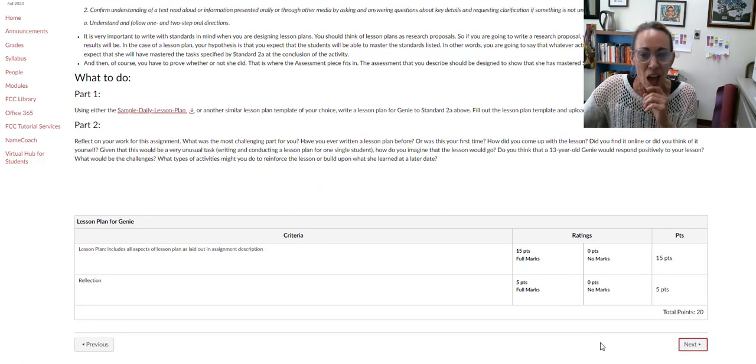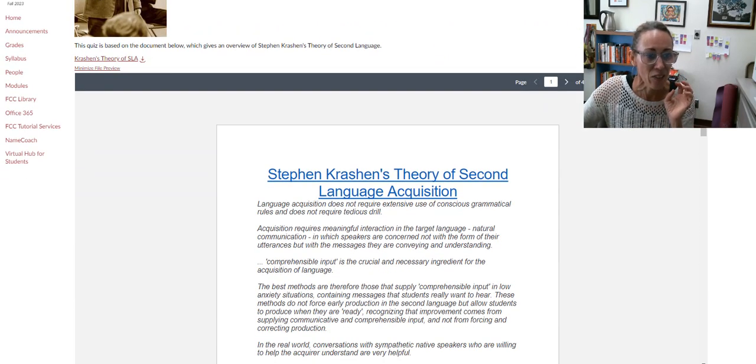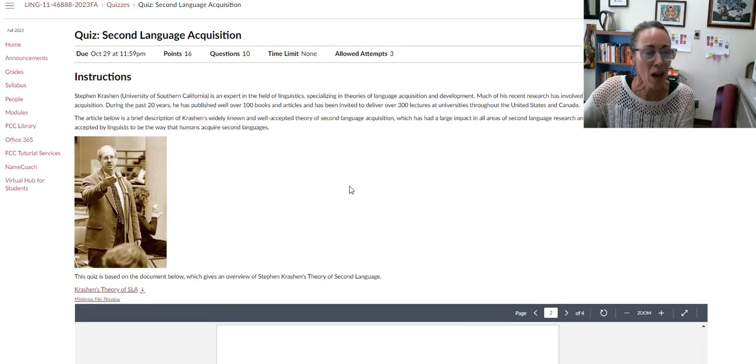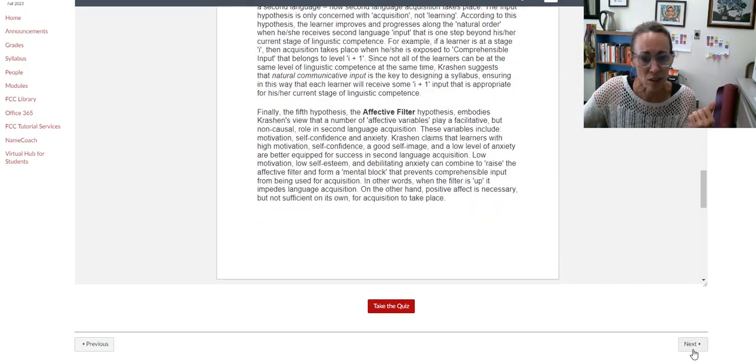All right, and then the next one is a quiz, and the quiz is based on this article. This is about Dr. Stephen Krashen. You can read a little bit about him here. He is kind of the godfather or guru of what we understand about second language acquisition and the theories. His writings are the foundation of second language acquisition theories. So you can read about his theories here.